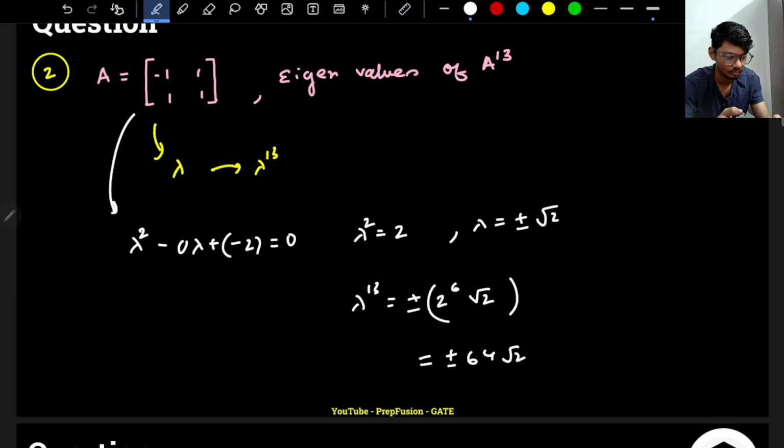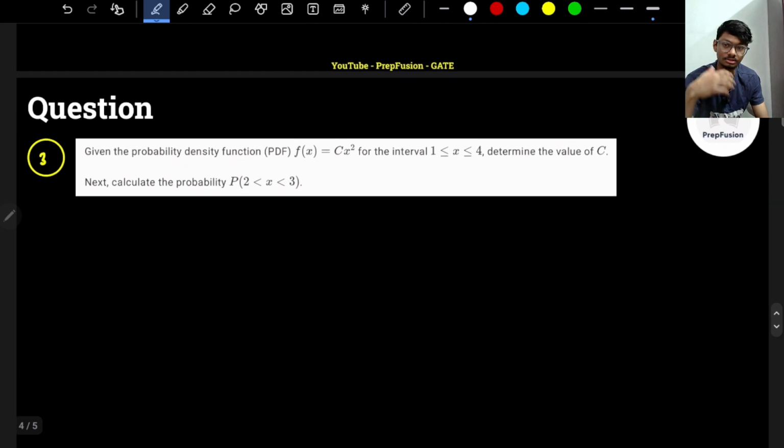Okay, so I'll just quickly calculate these values. Plus minus 64 root 2, 64 into root 2, this will be 90.5. So the value will come out to be plus minus 90.51. Okay, now let's solve the next question.